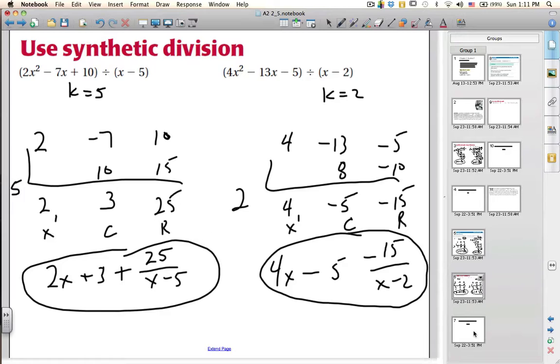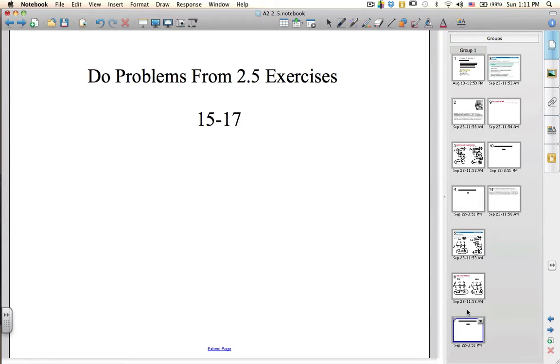Okay, so go ahead and practice synthetic division. Do problems 15 through 17 in the book, and then come on back to the lecture.